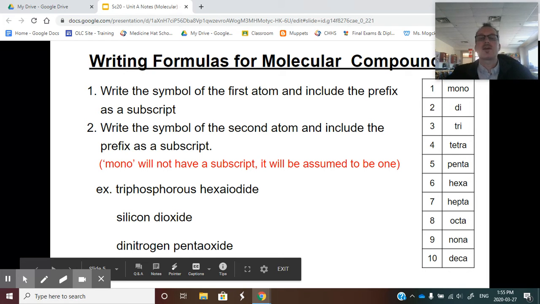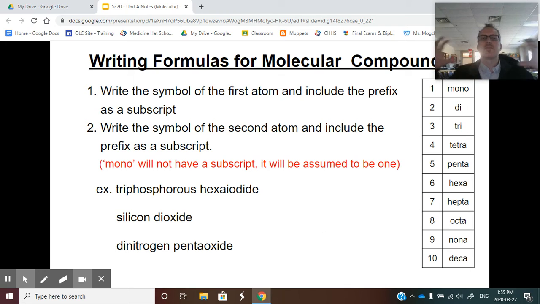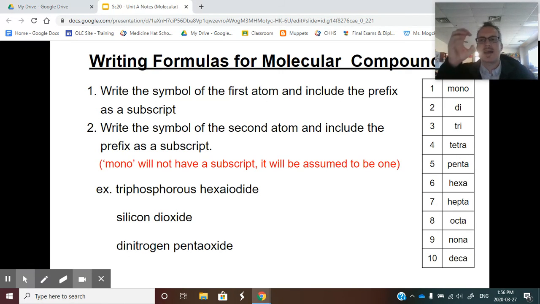Okay, we know how to go from symbols now to words. What I would like to do is let's go from words, their names, and actually write chemical formulas. Again, we have the rules up here at the top. Write the symbol of the first atom and include the prefix as a subscript. That's that little number down below. And then write the symbol of the second atom and include the prefix again as a subscript. The only time we won't be including a subscript is if it says mono. We're not going to write the 1 down.